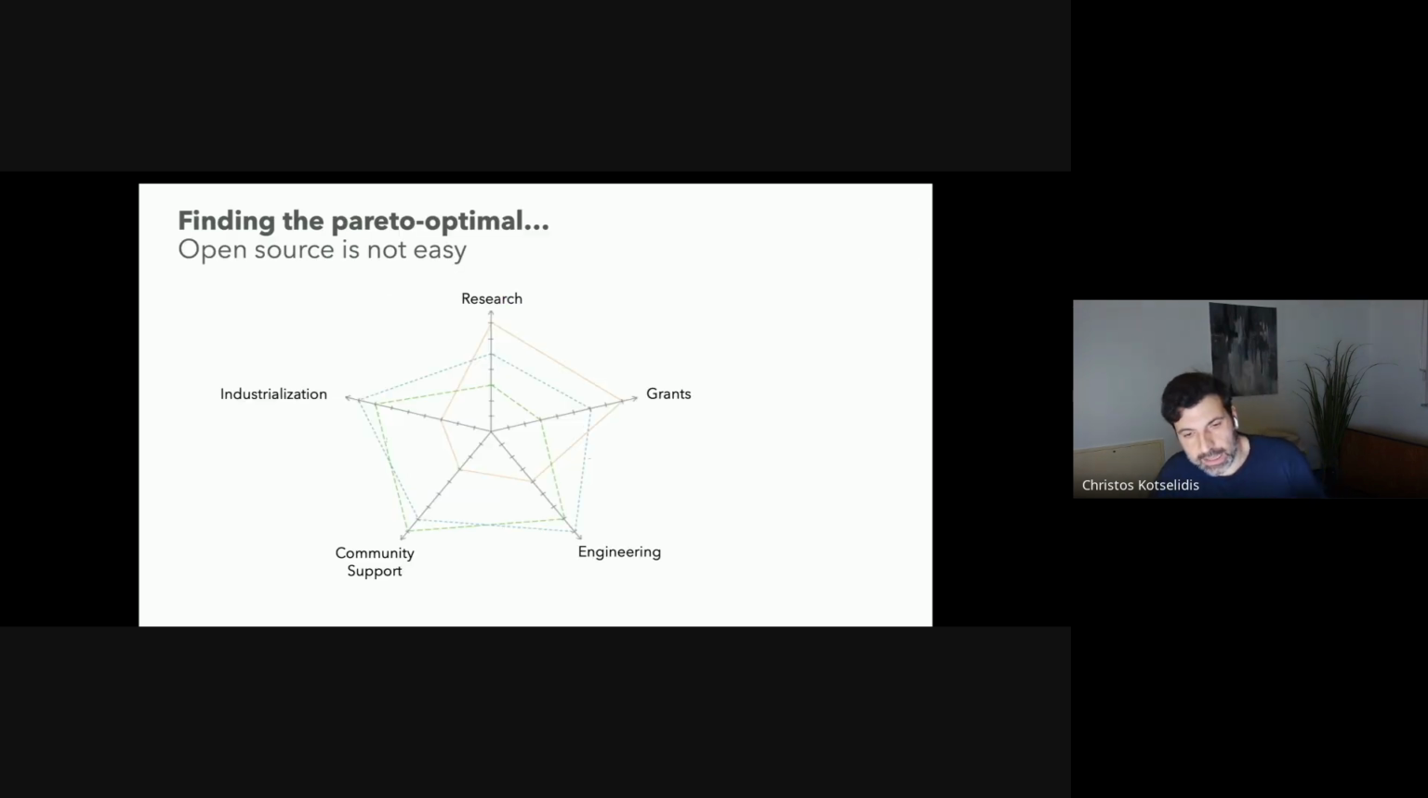And now comes the challenge. We do our research because we need to publish papers in order to lift up our research profile.